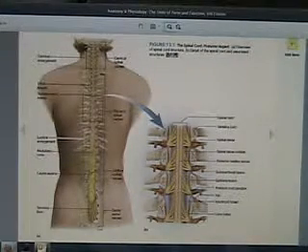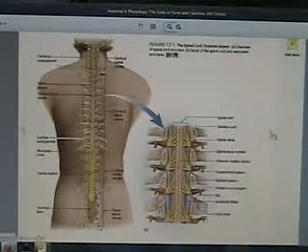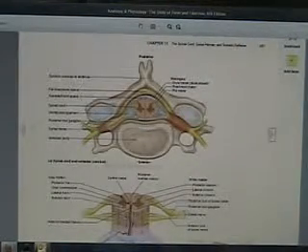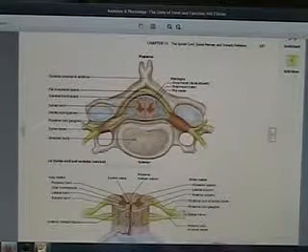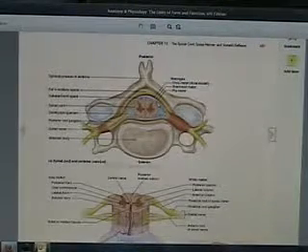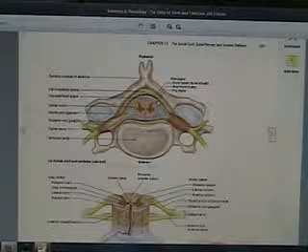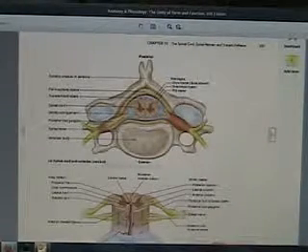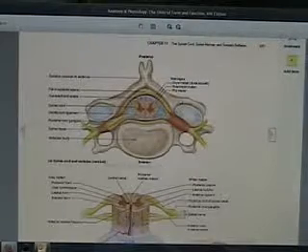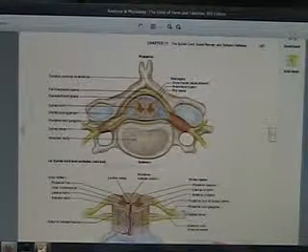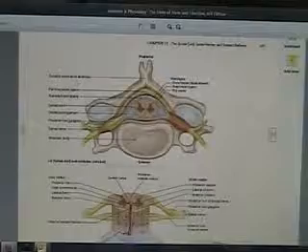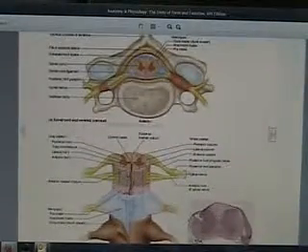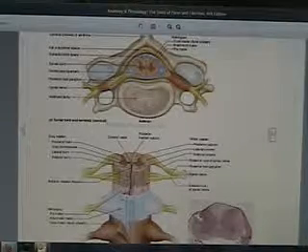Now, there are coverings. Let's see if we can go to another picture. Oh, here's another nice picture. You have your spinal cord here, right? And you could see here that there are different layers of coverings. And this is on page 481, figure 13.2. You could see here that there are different coverings.